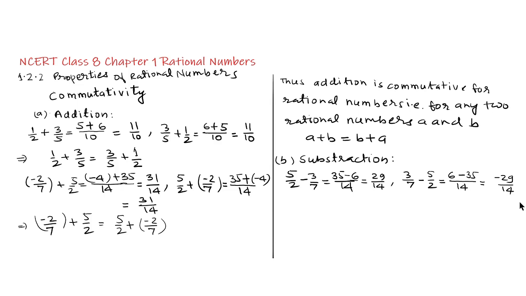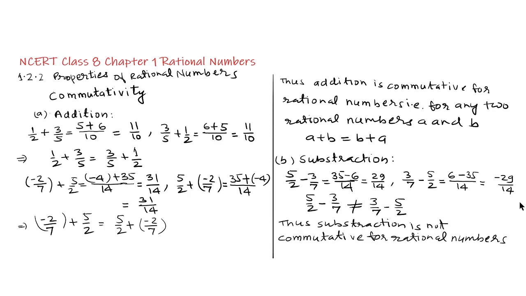Thus, 29 upon 14 is not equal to minus 29 upon 14. Hence, 5 upon 2 minus 3 upon 7 is not equal to 3 upon 7 minus 5 upon 2. Thus, subtraction is not commutative for rational numbers. We are going to check commutativity for multiplication, and we go to examples.